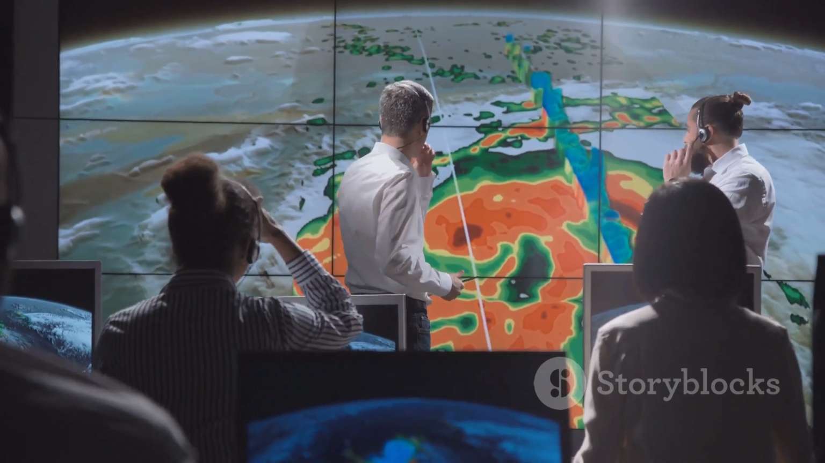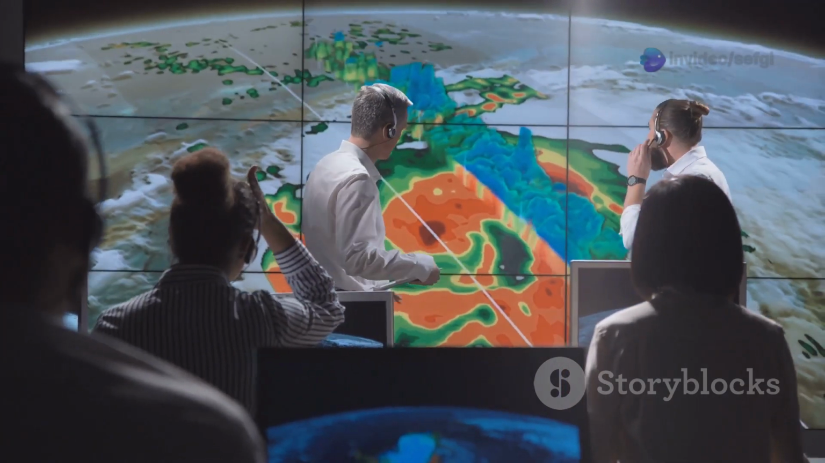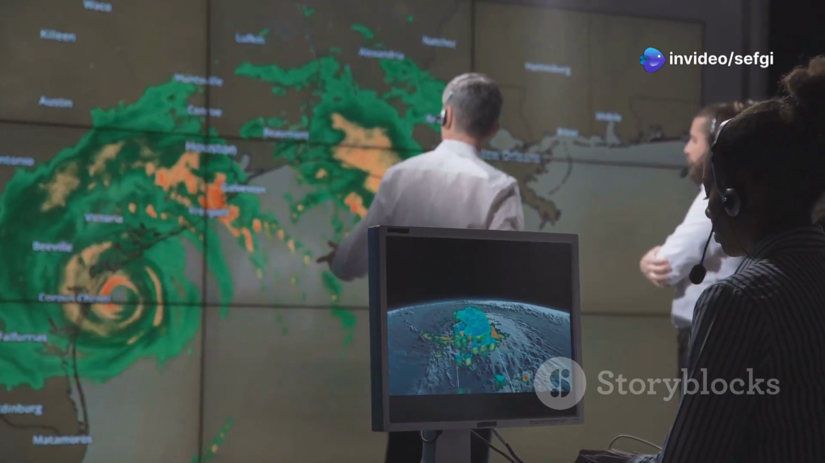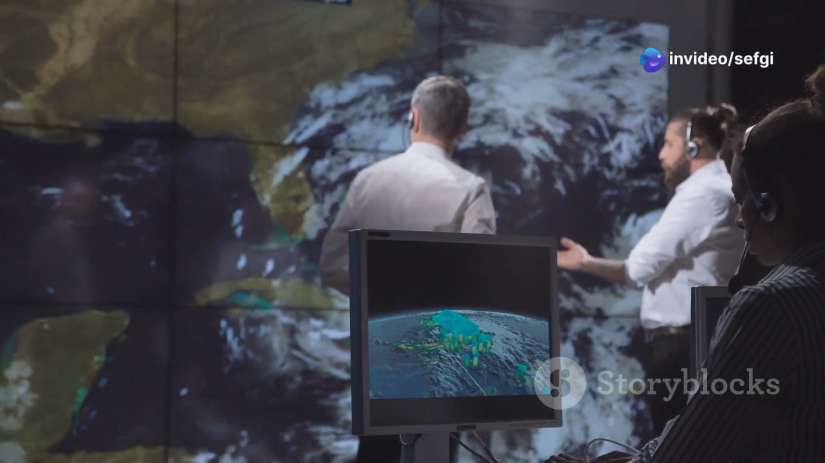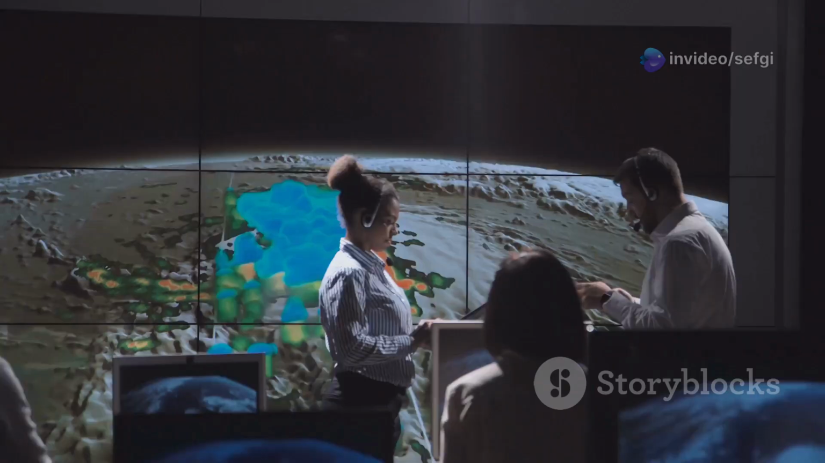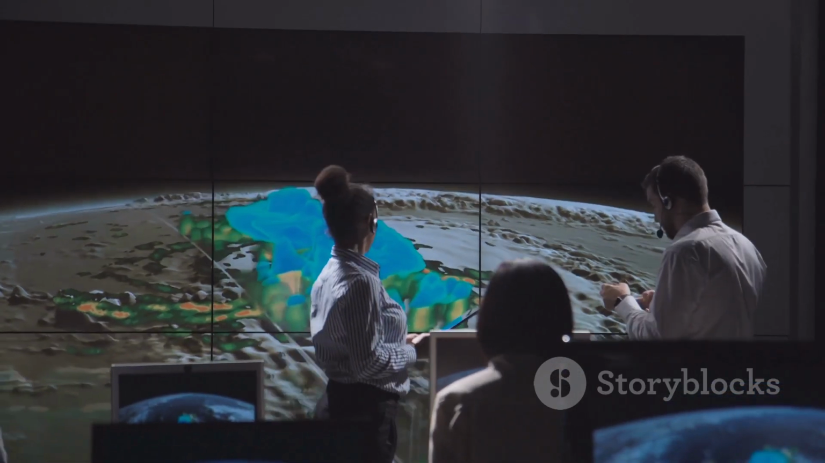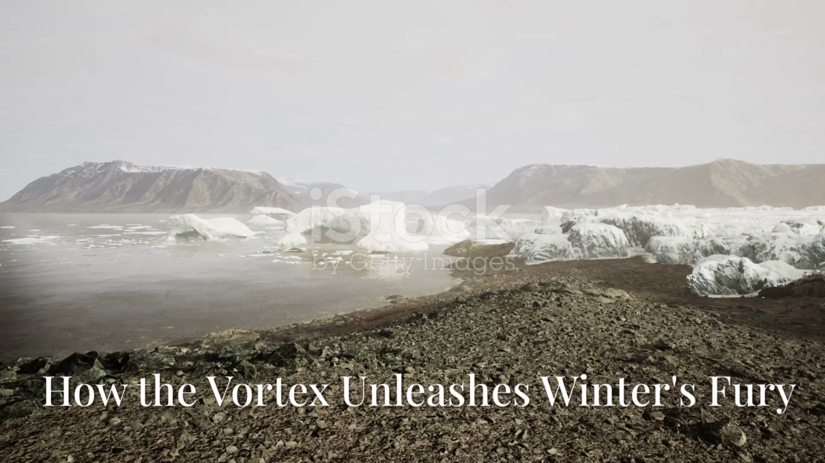Scientists have known about the polar vortex for many decades. Understanding its behavior is key for meteorologists to identify unusual or disruptive patterns. Its state is crucial for making accurate winter weather forecasts.